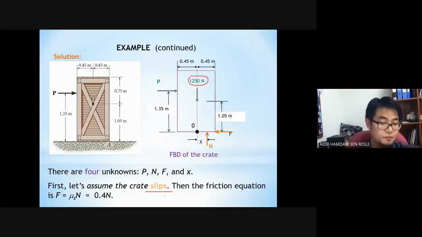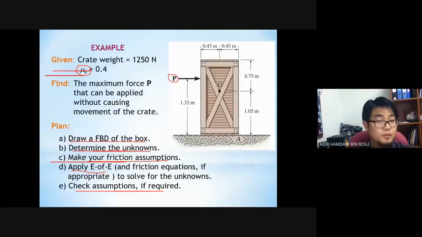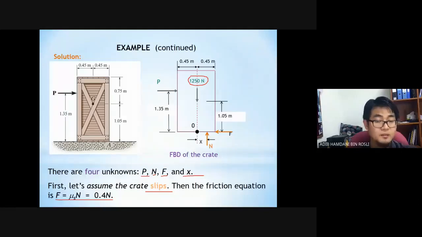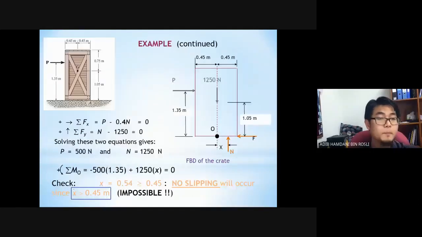Slipping occurs first. And when you assume this, you use the formulas that I mentioned. You say, now I want to evaluate for slipping, slipping occurs first, so you can use this equation: frictional force F equals mu Sn. In this case, mu S is 0.4, so mu Sn, where N is not Newton here, N is the normal force.